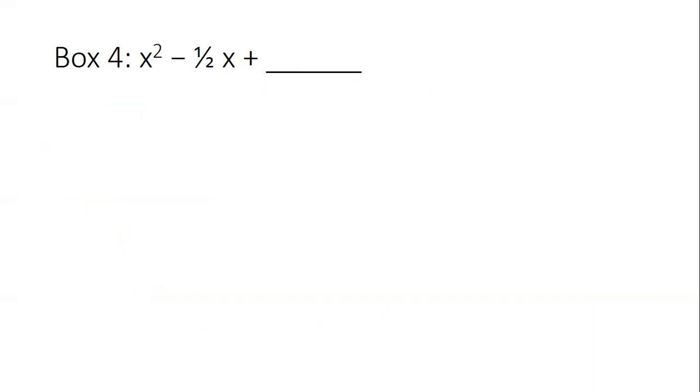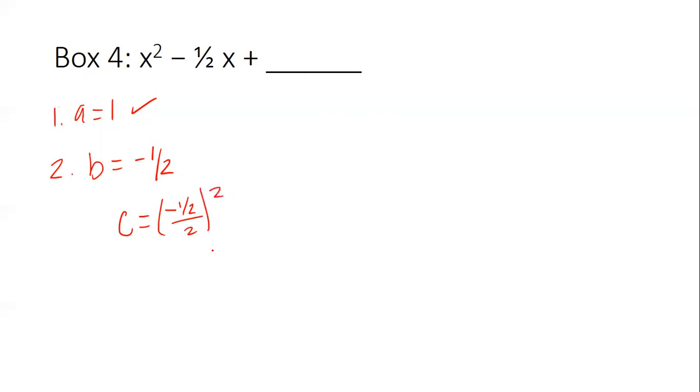Okay, so we have example 3, I'm sorry, box 4 on the back. X squared minus 1/2 x. Again, step 1 is to check your a. A equals 1, so we're good to go. Step 2 is your b. This time our b equals negative 1/2. So we're plugging in c equals. We're going to keep the fraction. So we have negative 1/2 divided by 2 squared.